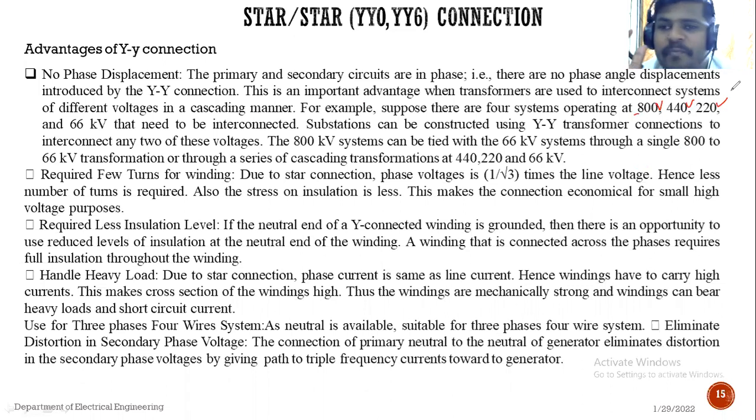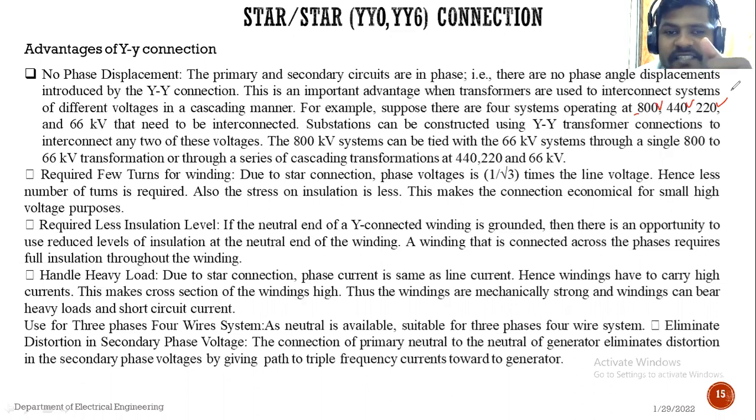आपल्याला चार सिस्टीम पॅरलल मध्ये कनेक्ट करायचे. One having a voltage of 800 volt, another one having a voltage of 440 volt, another one having a voltage of 220 volt, and the last one having a voltage of 66 kV. And I want to interconnect these systems. ही सिस्टीम काय करायचे, मला इंटरकनेक्ट करायचे, or I want to do the parallel operation of these four systems. ह्या फोर सिस्टीमचं पॅरलल ऑपरेशन कनेक्ट करायचं.